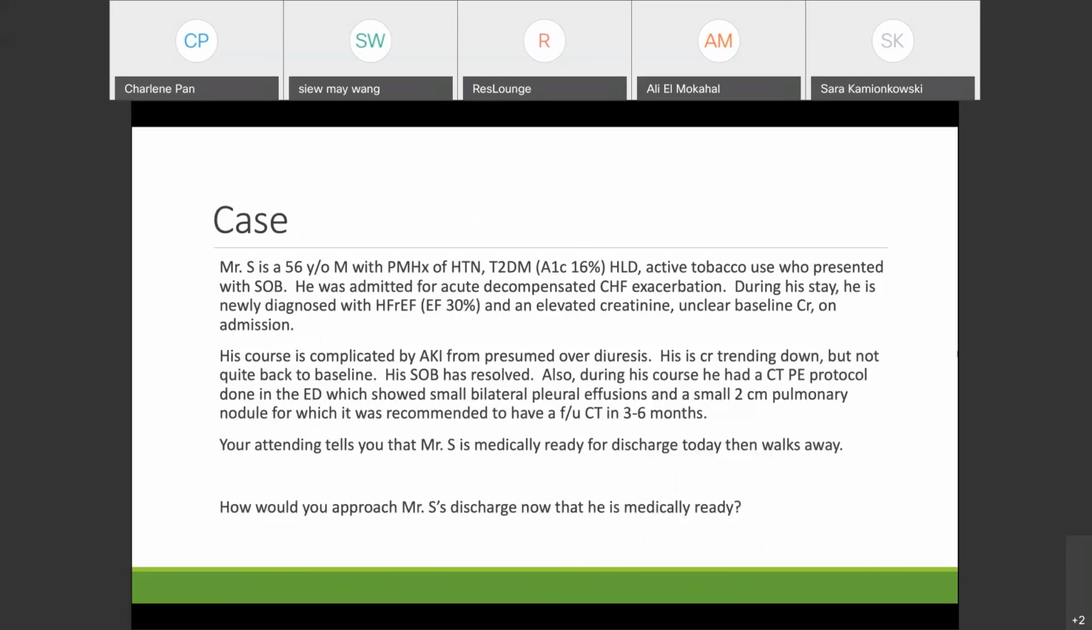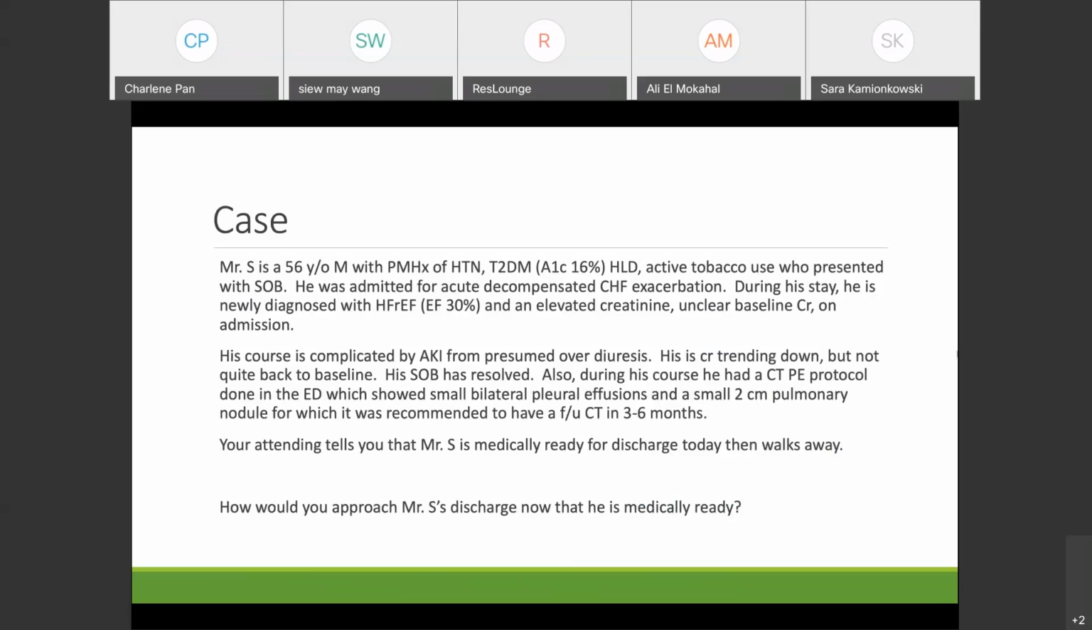So we're going to start with the case. This is Mr. S. He's 56. He has a past medical history of hypertension, type 2 diabetes with an A1C of 16, hyperlipidemia, currently smokes. He came in with shortness of breath. He was admitted for acute decompensated heart failure exacerbation. During his stay, he had an echo, which showed an EF of 30%. And he had an elevated creatinine when he came in, but you're unsure of his baseline.